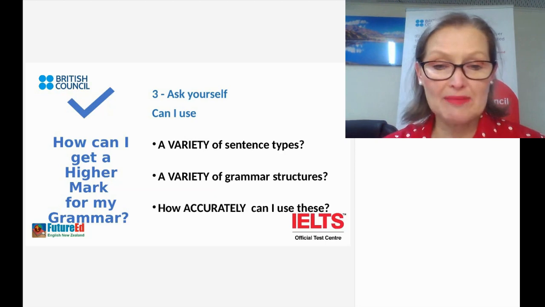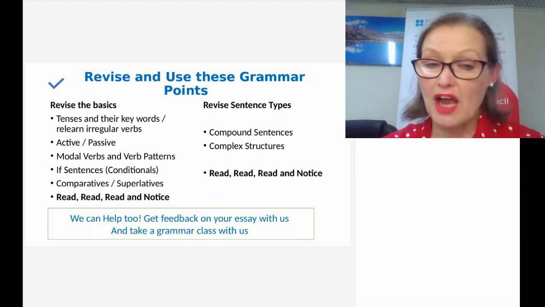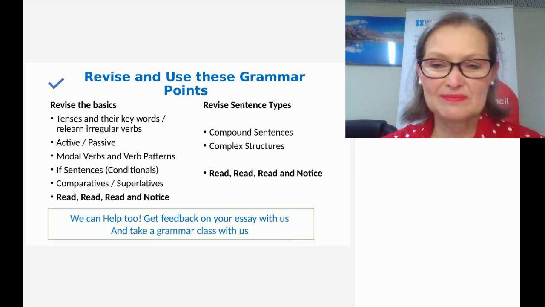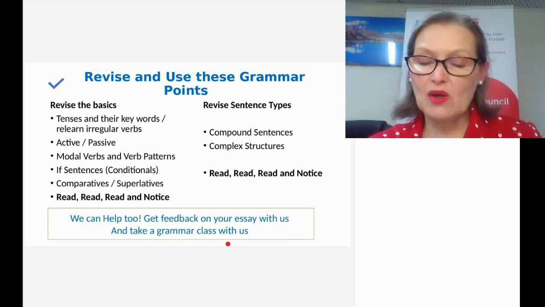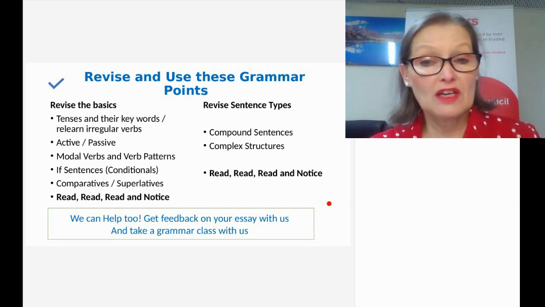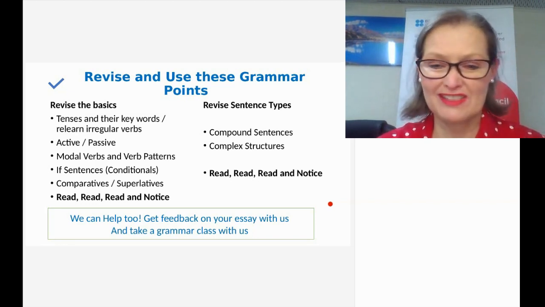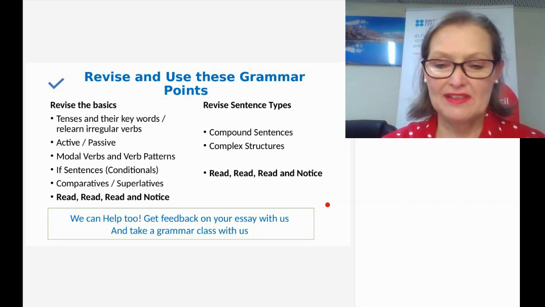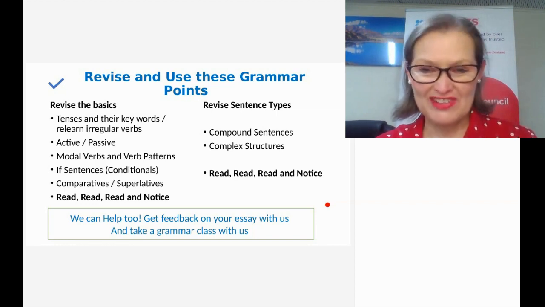The third mark the examiner gives me is for my grammar. So how can you get a higher mark for your grammar? And this one takes more time. You need to ask yourself, can I use a variety of sentence types? Can I use a variety of grammar structures? And if I'm aiming for a 7, more complex grammar structures. And how accurately can I use these? If I'm aiming for a 7, I need to have a good degree of accuracy.